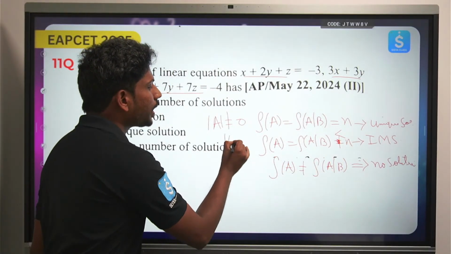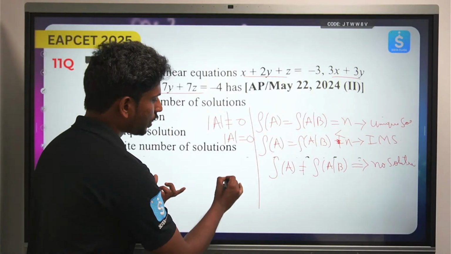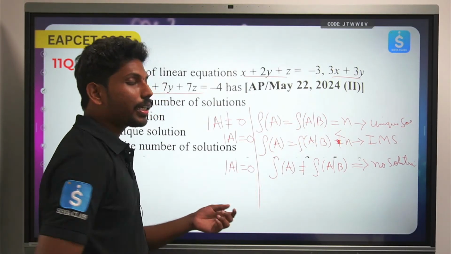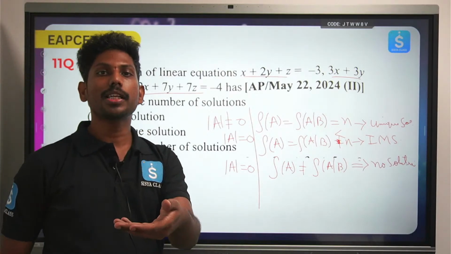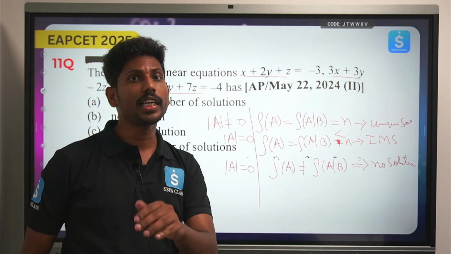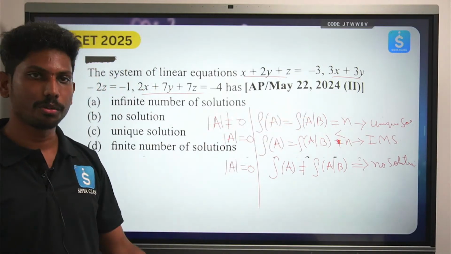And if determinant is equal to 0, then you can say yeah. So determinant equal to 0 does not assure you whether the condition is infinitely many solutions or no solution, but definitely determinant not equal to 0 is a clear cut shot that yes, it is a unique solution, right?